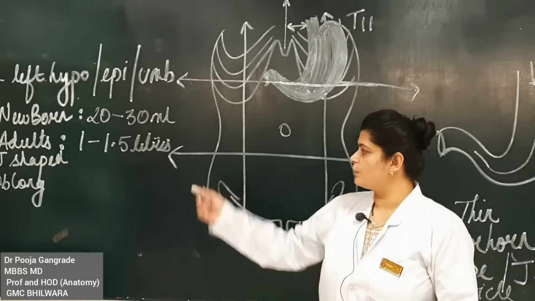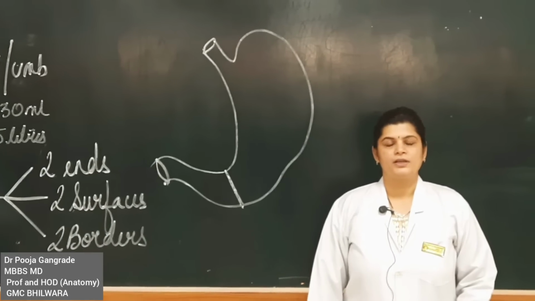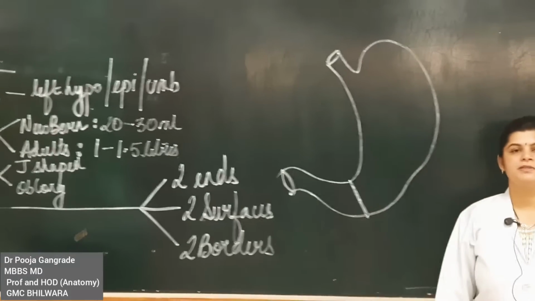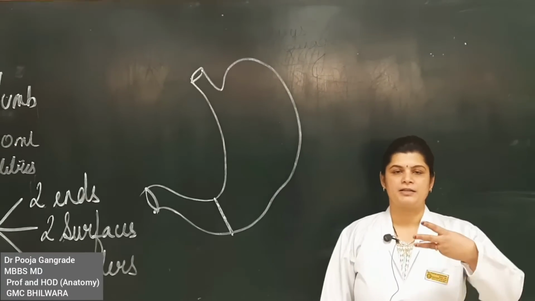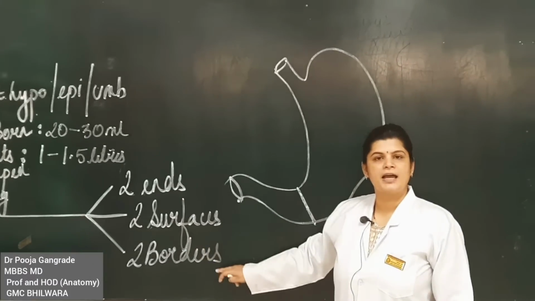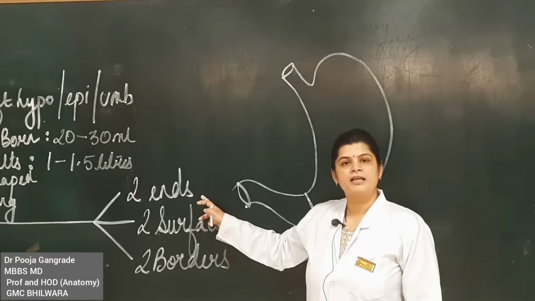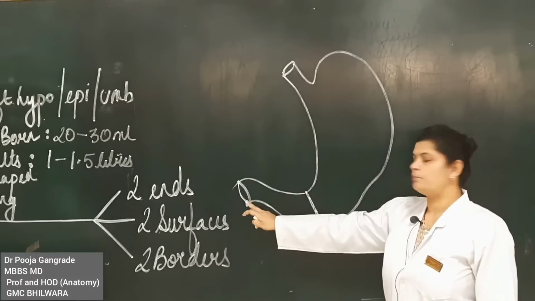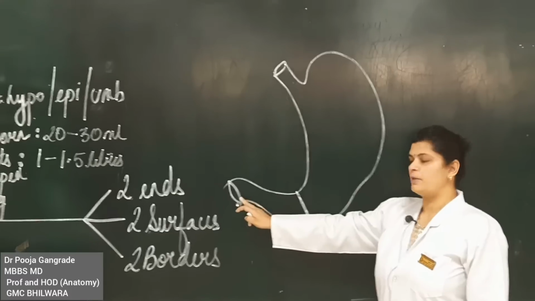We now go down to what are the parts of stomach. Now let's go down to the next part, that is the fourth part, which describes the stomach. Now stomach is easily described under 3 parts: ends, surfaces and borders. It is very easy to remember. Stomach has got 2 ends, a cardiac end and a pyloric end.